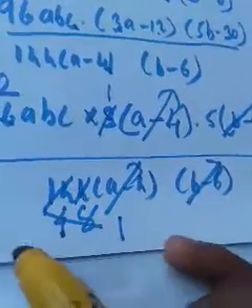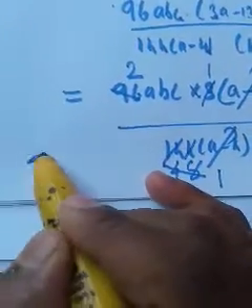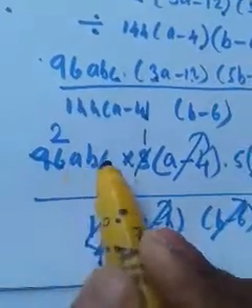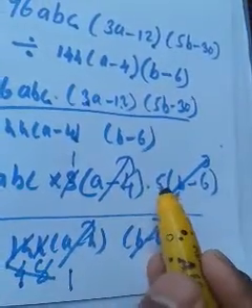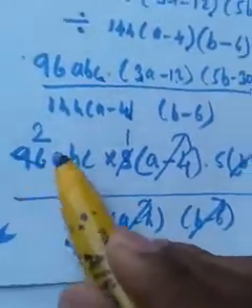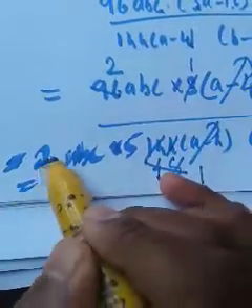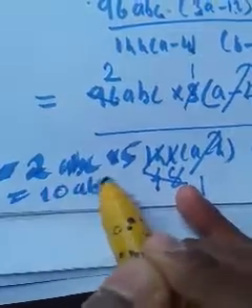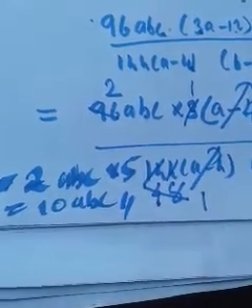So what will remain? In the denominator, nothing will remain, no? In the numerator, what will remain? So your answer is 2 into ABC will remain, and here 5 also will remain. That means 2 ABC into 5. 2 into 5 is 10. The answer is 10 ABC. You may understand, no? So this is the answer for the question.